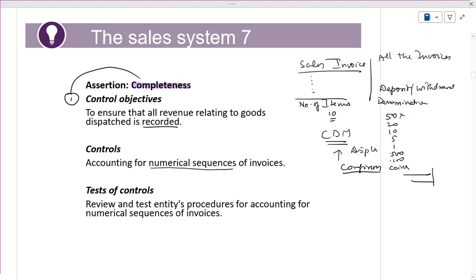For all the revenue relating to sales, the numerical sequence is very important. Review the test of procedures for accounting for numerical sequences of invoices. Manual is less effective. It has to be system generated. Then only we will say that yes, it is complete. That is the first one.